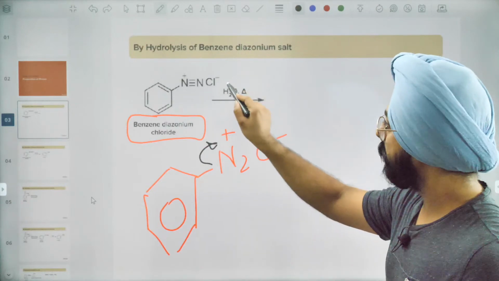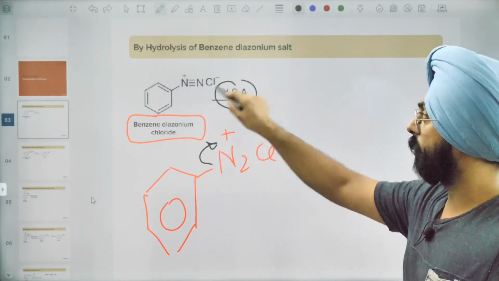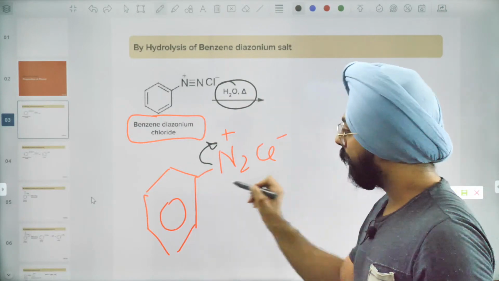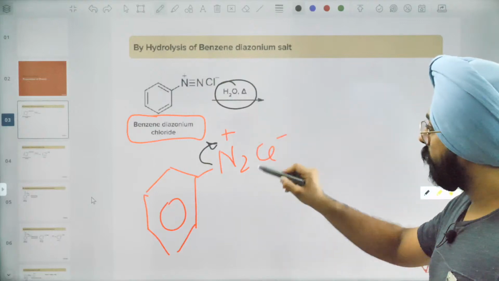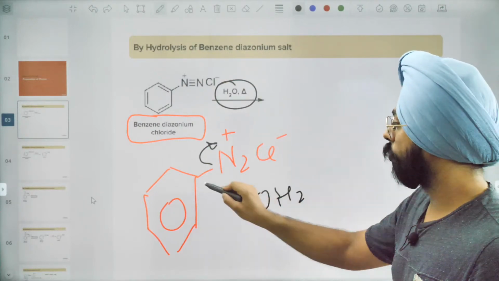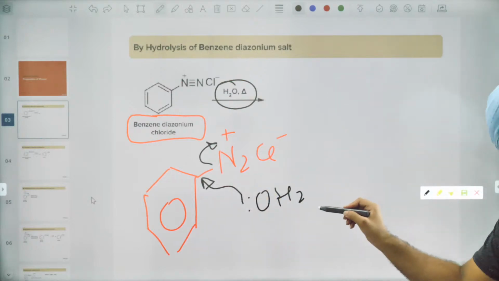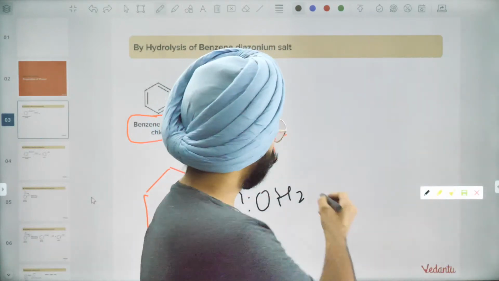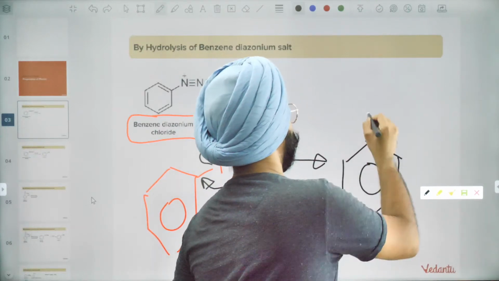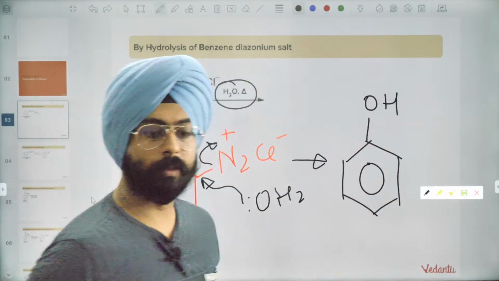So what happens is that over here we are putting water. If we put, let's say, a chloride ion, that would get attached over here. So now what's happening is you are attaching a water molecule, essentially, that goes over here. You can lose a proton over here later, and finally what you get is a phenol. Okay? Got it?